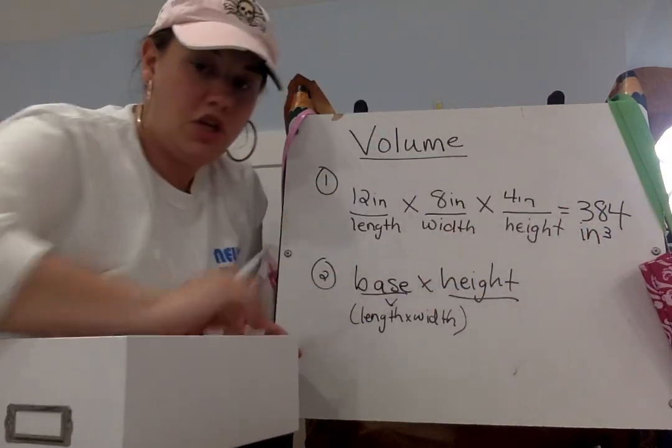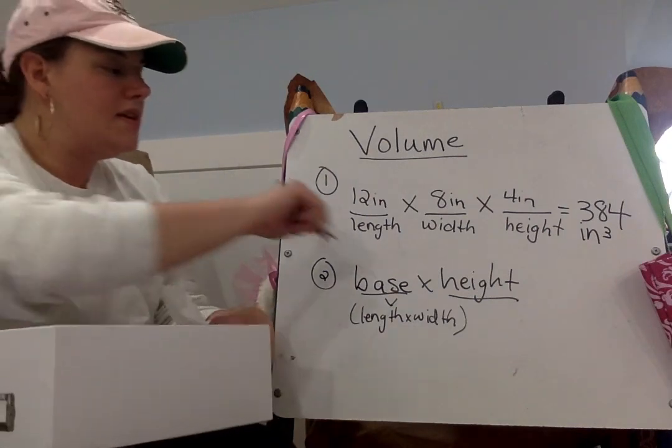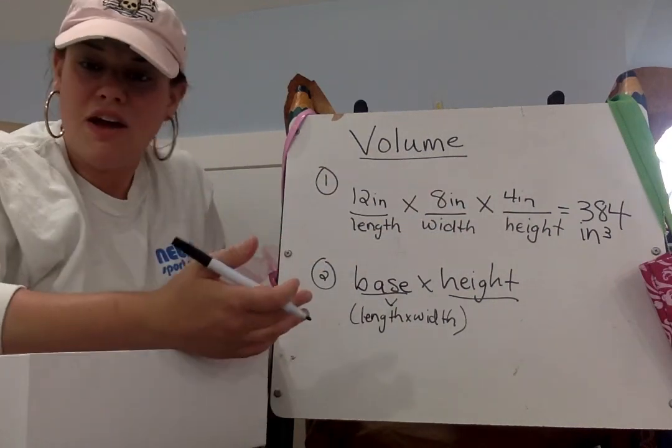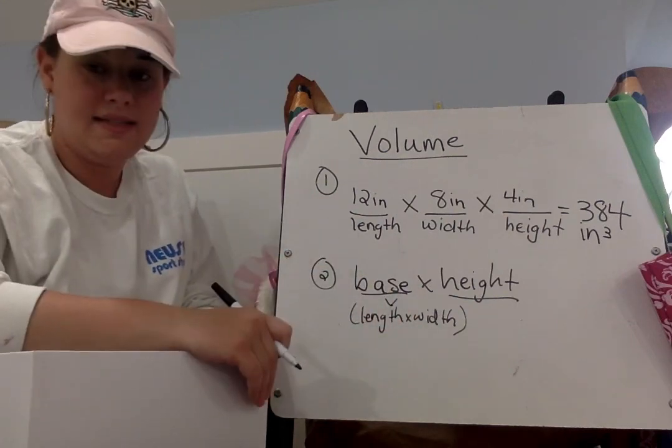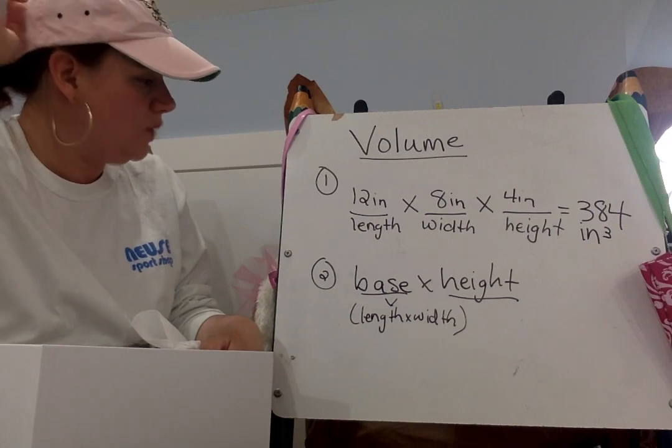384 inches cubed. That would mean cubic inches, okay? All right, now let's talk about the same problem and how you would do it if you were just given the base measurement instead of a length and a width. So let's think about what the length times width would be here.